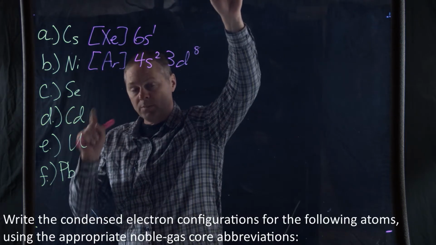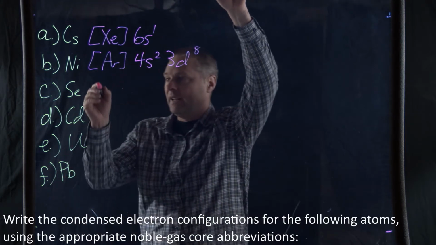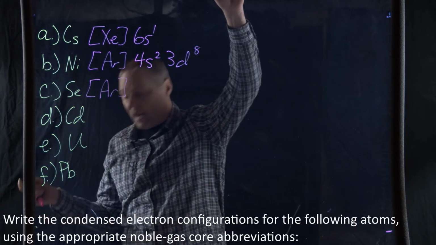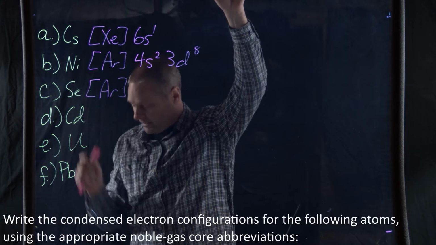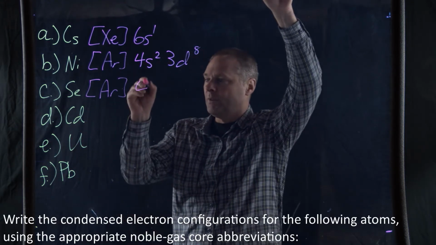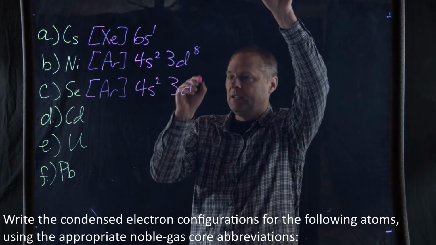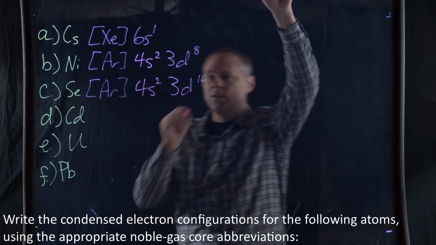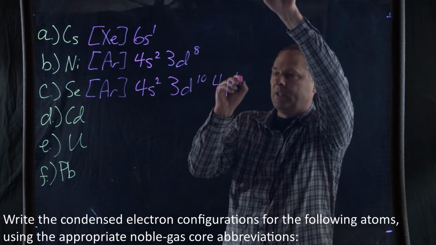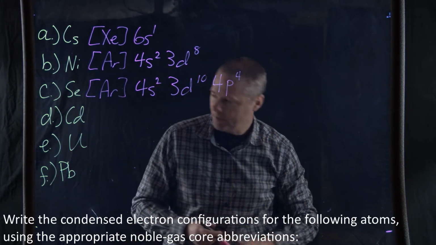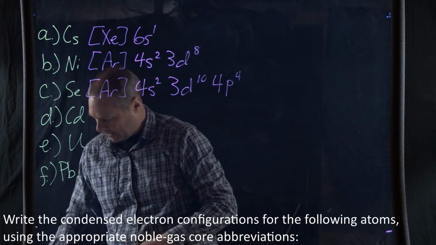Selenium, you start at the noble gas prior to that, and that likewise is going to be argon. You start at argon and go till you get to selenium, and that's going to be 4s2, 3d10, 4p4. We'll see if this marker has any more life left in it.